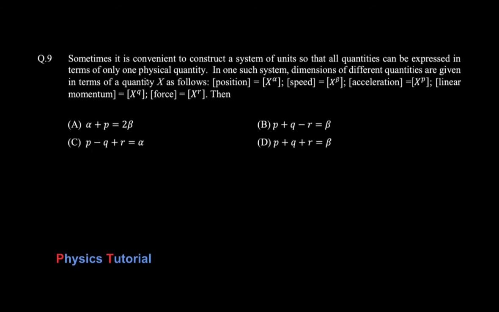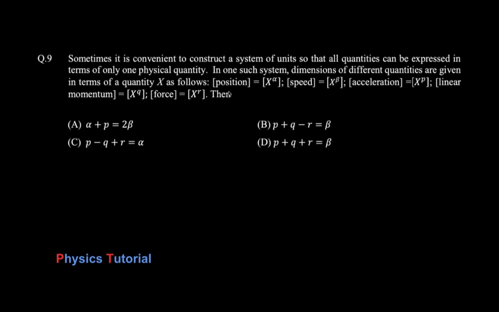Now let's start. Sometimes it is convenient to construct a system of units so that all quantities can be expressed in terms of one physical quantity. In such a system, dimensions of different quantities are given in terms of quantity x as below. So position, as per the question, is x to the power alpha, speed is x power beta, acceleration x power p, linear momentum is x to the power q, and force is x to the power r. Now you have to find the relations between these exponents.